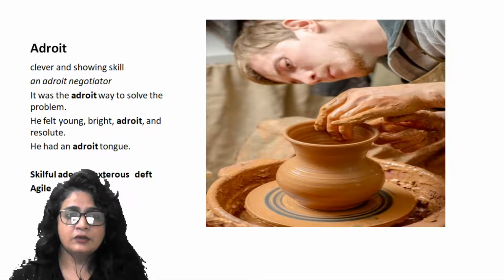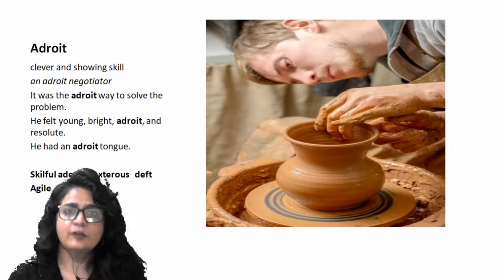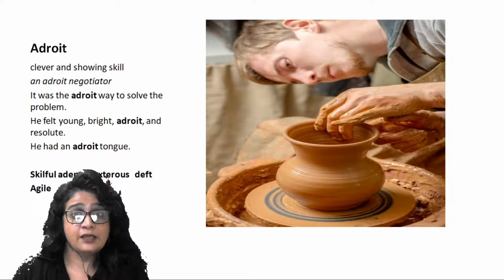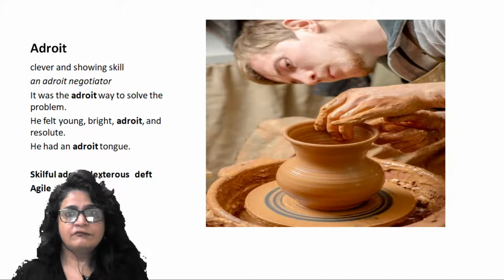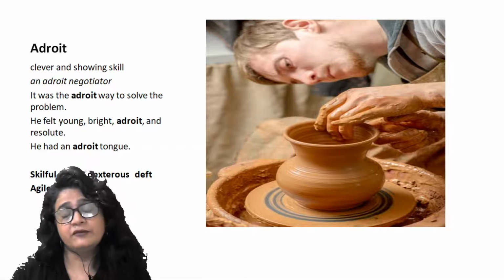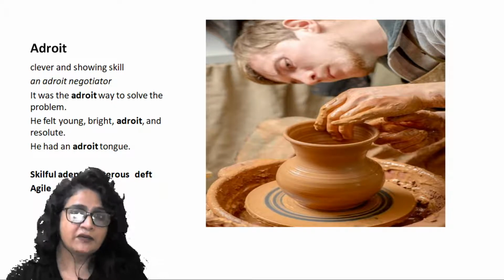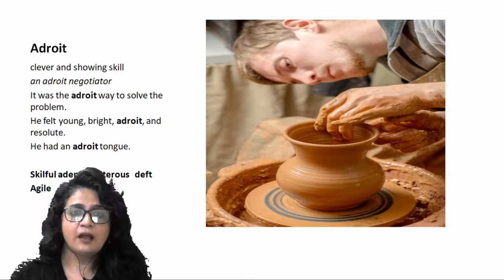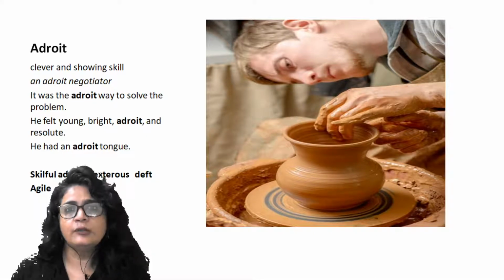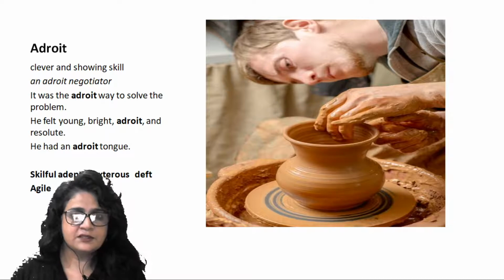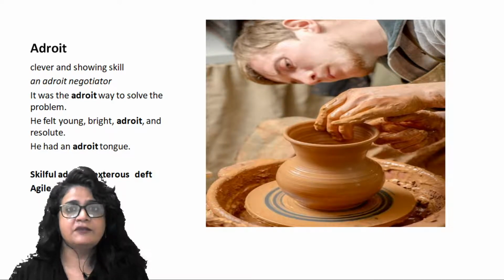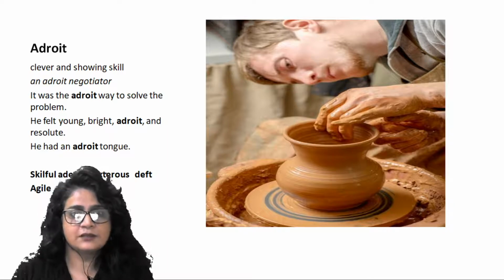It was the adroit way to solve the problem. So adroit can be used for a person, adroit can also be used for things. Things which are done in a skillful way. So it was an adroit way to solve the problem, that means it was the most skillful way to address the problem. He felt young, bright and adroit and resolute. So here we are talking about all the positive characteristics that person possesses. He felt young, he felt bright, he felt adroit, as if he has all the skills to perform this task.